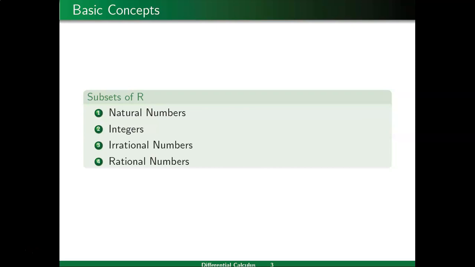Next is the set of rational numbers. The numbers that can be expressed in the form m by n, where m, n are integers and n is not equal to 0, are called rational numbers. Next is point 3, irrational numbers. The real numbers which are not rational are called irrational numbers. Irrational numbers are characterized by non-terminating and non-repeating decimal expansions.